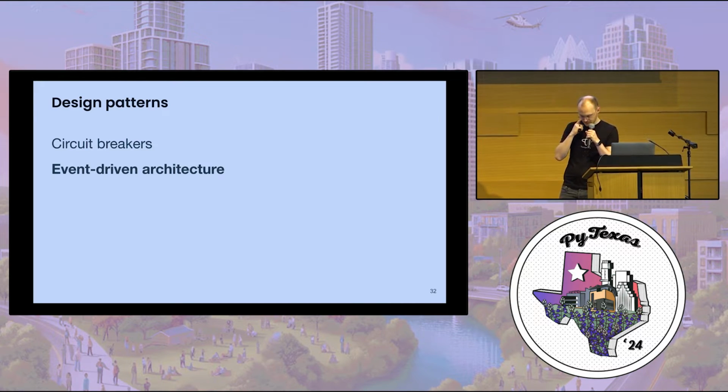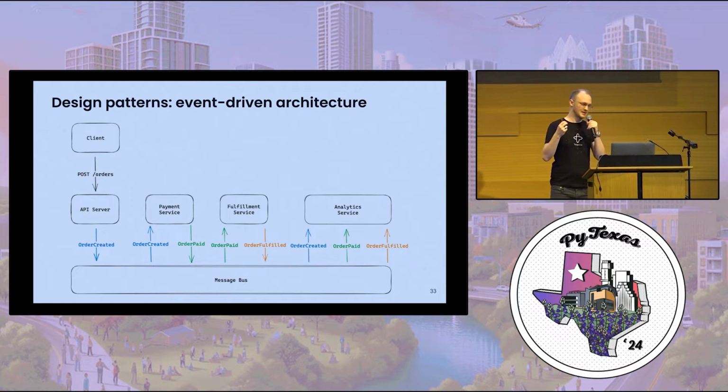Event-driven architecture. So we saw one of the problems with synchronously calling between services. A common solution to this is to have them communicate asynchronously by a message bus. And that's event-driven architecture. Here's an example. A client on the top left creates an order. You post to /orders. You have the API server that writes an order created event to the message bus. And then there's a payment service that listens, consumes that order created event, does something, and sends the order paid event to the bus. Fulfillment service listens to that event, does the fulfillment, and sends order fulfilled to the bus. And there are other services like the analytics service that consumes all of them.